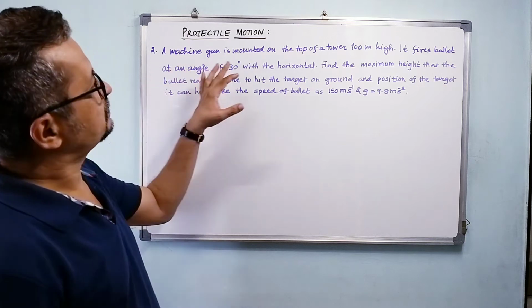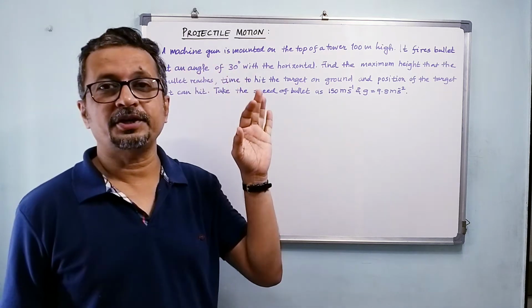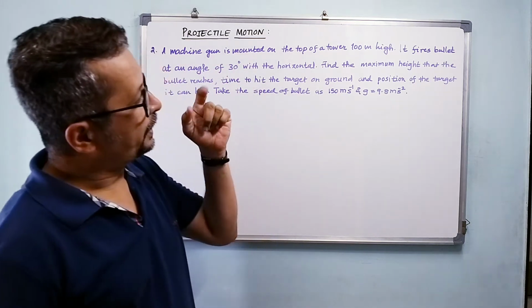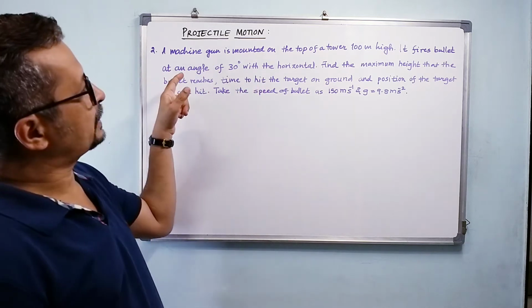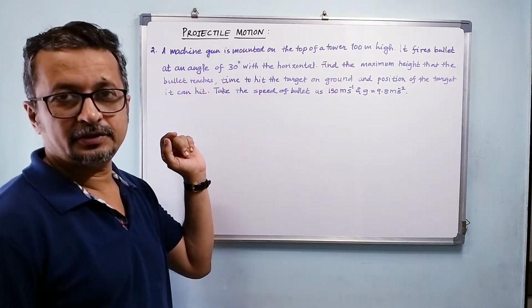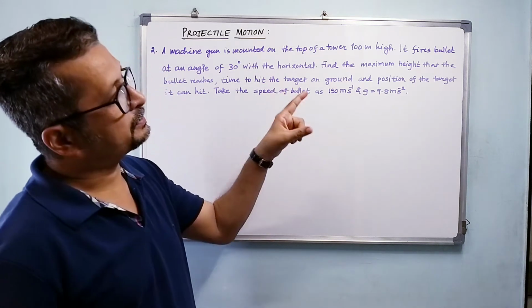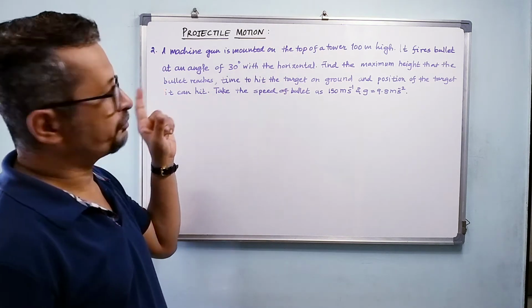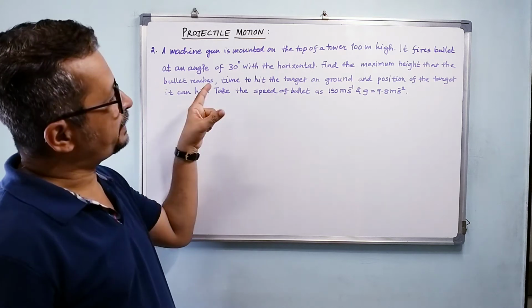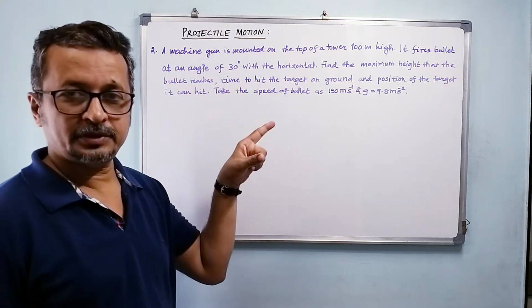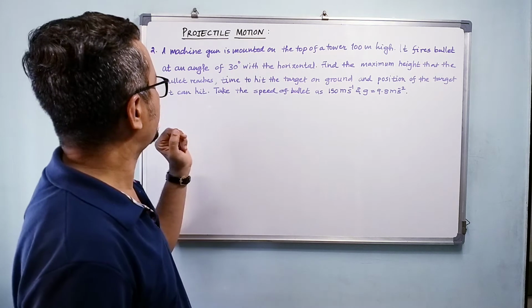A machine gun is mounted on the top of a tower 100-meter high. It fires bullets at an angle of 30 degrees with the horizontal. So angle of projection is given. Find the maximum height that the bullet reaches, the time to hit the target on ground, and the position of the target it can hit.